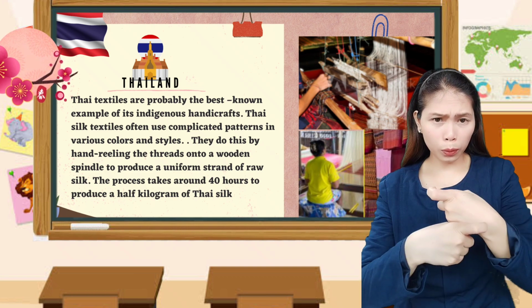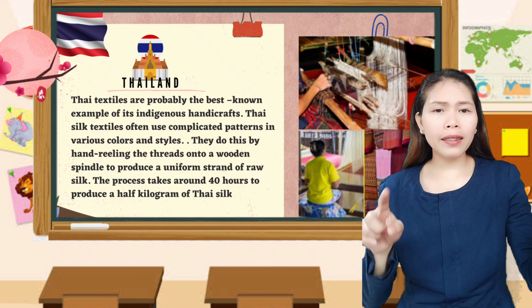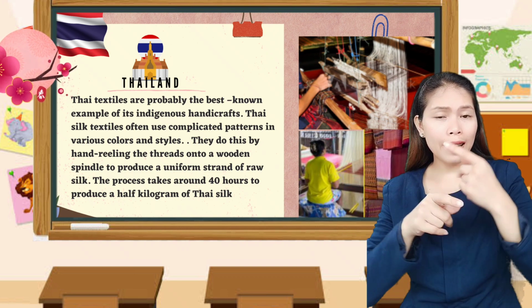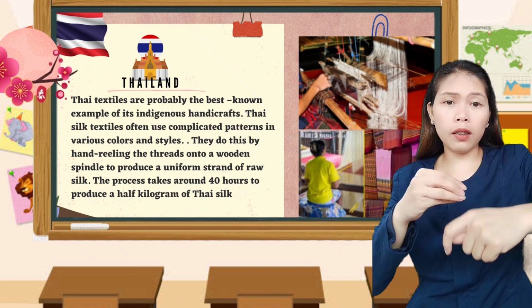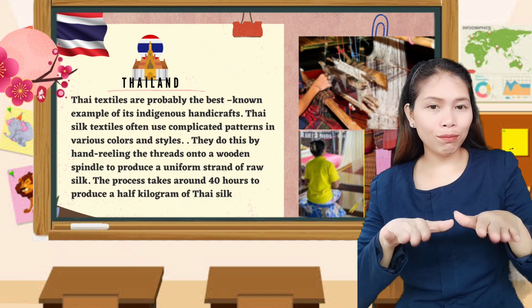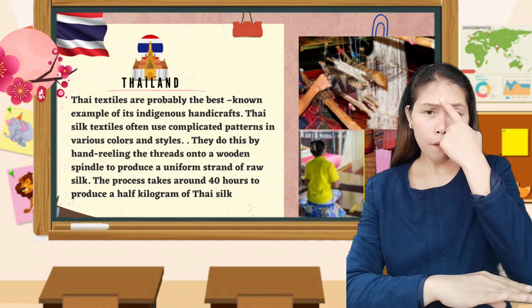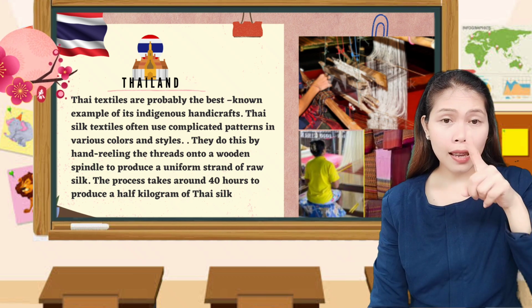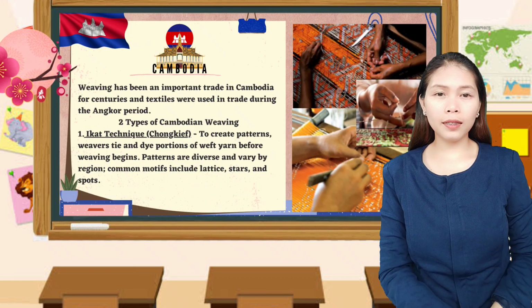Thai textiles are probably the best known example of its indigenous handicrafts. Thai silk textiles often use complicated patterns and various colors and styles. They do this by hand reeling threads onto a woven spindle to produce a uniform strand of raw silk. The process takes around 40 hours to produce a half kilogram of Thai silk.